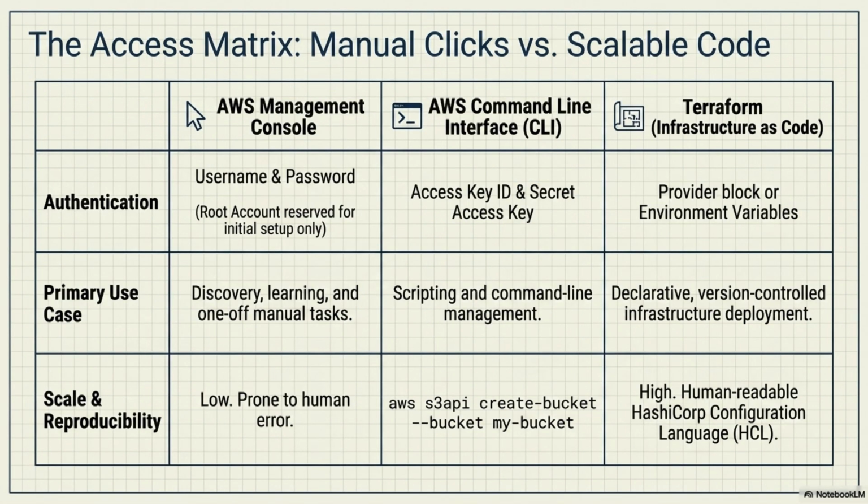The access matrix, manual clicks versus scalable code. Let's break this down. There are 3 ways to interact with AWS: Console, manual clicks; CLI, scripted commands; Terraform, declarative infrastructure. Console is fine for learning. CLI is better for automation. But Terraform? That's where things scale. Because instead of saying how to do things, you just define what you want. And Terraform figures out the rest.